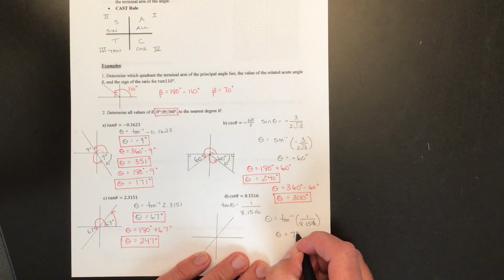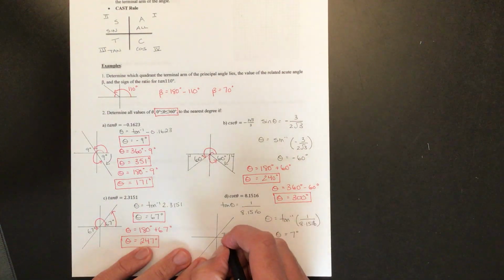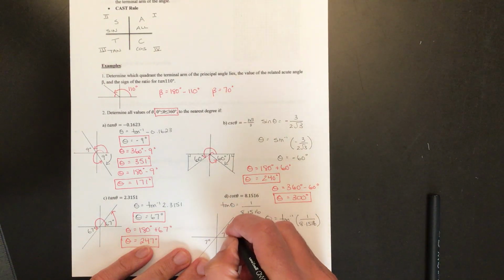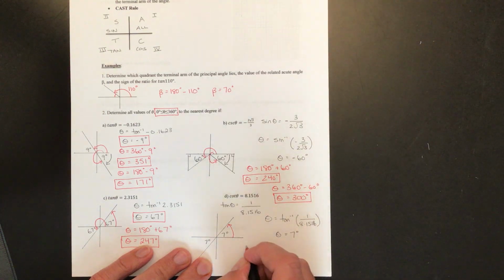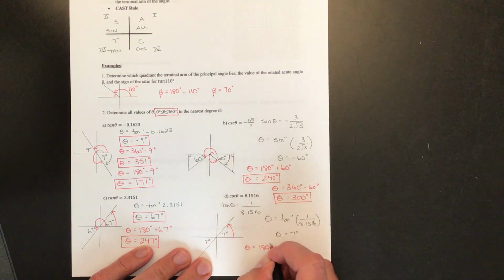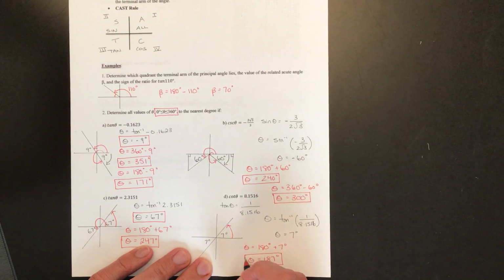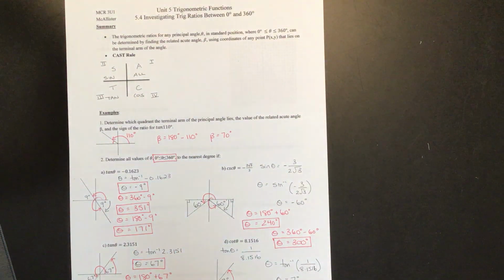And that gives me an angle of 7 degrees. Again, this is the acute angle and the principal angle. So my other principal angle will just be 180 plus 7, 187. So you do this anytime you have a question that asks for all the values of theta between 0 and 360. We're looking for all those angles that give us the exact same decimal between 0 degrees and 360.